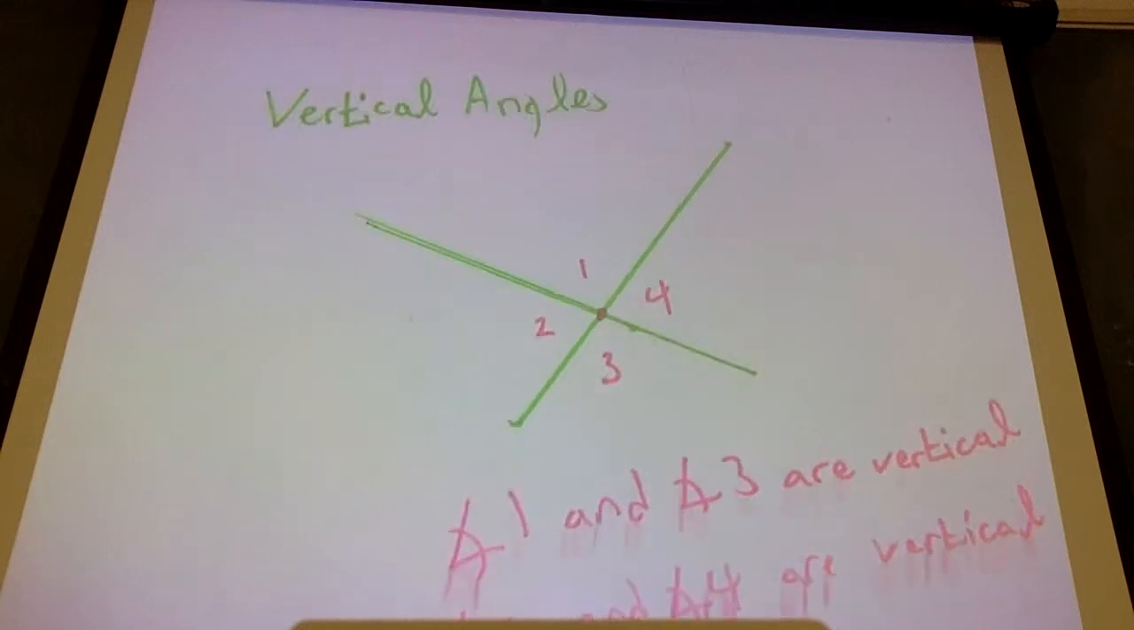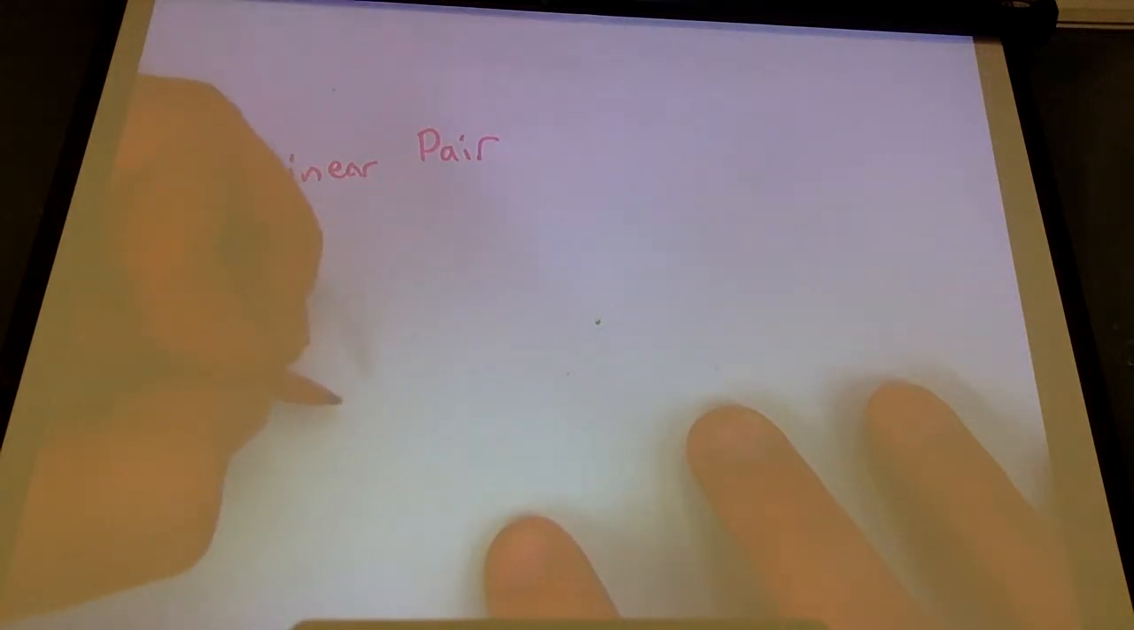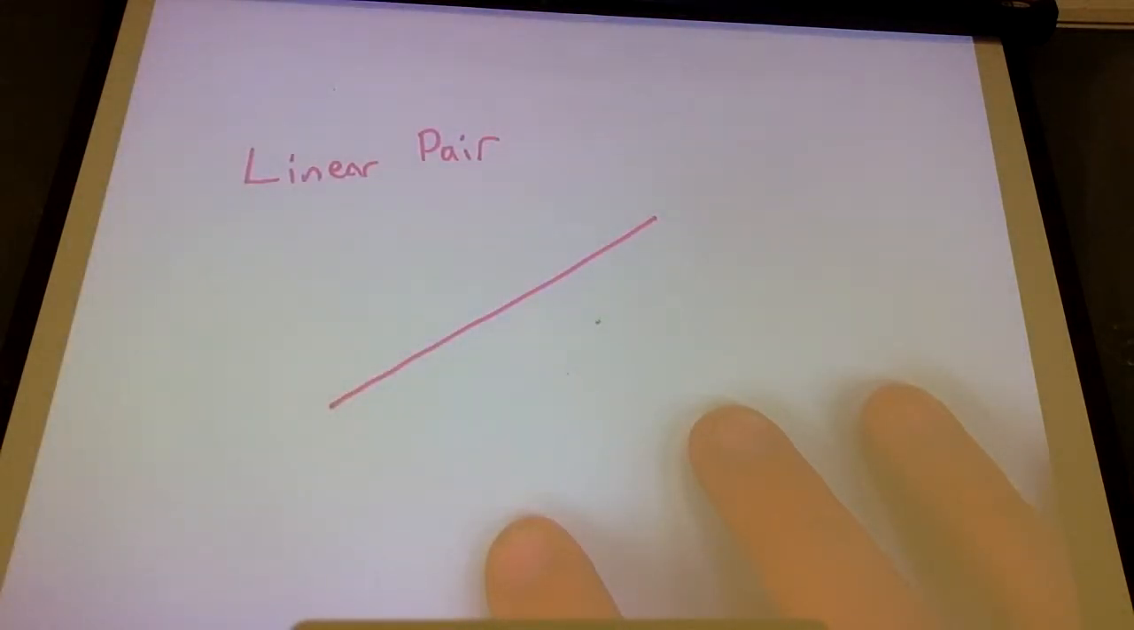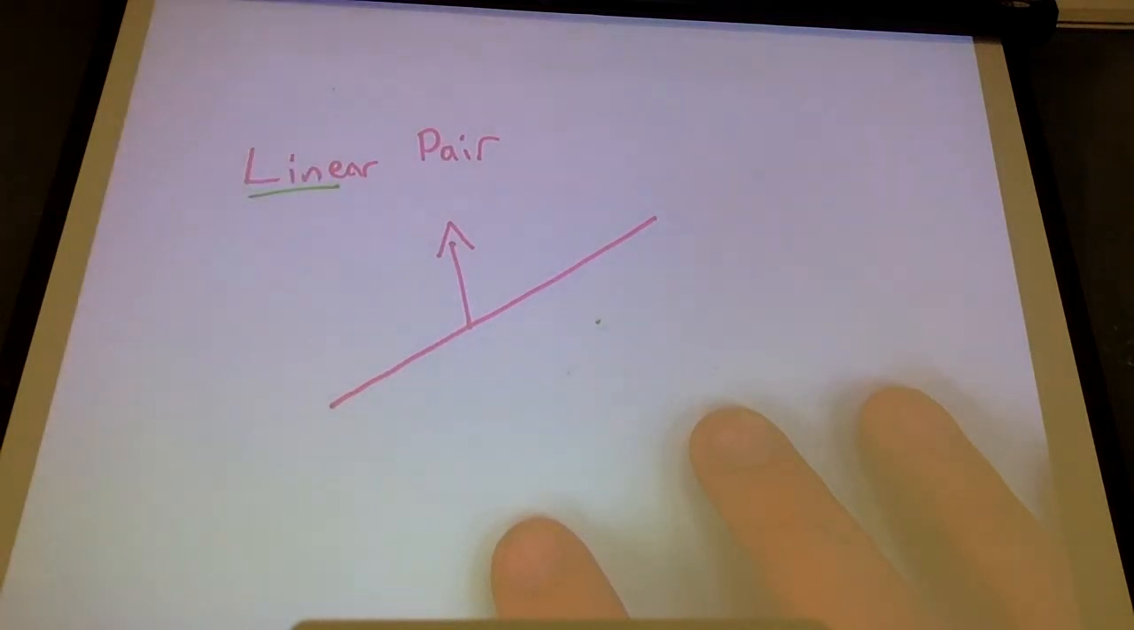All right, next definition. We have what is called a linear pair. A linear pair is just when you take, let's write this down. Linear pair. All it is when you take some straight line like this and you draw a ray off of that line. Well, linear has the word line in it. It's a pair of angles that make a line, a linear pair. Pair of angles that make a line.